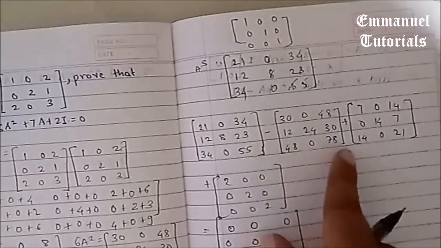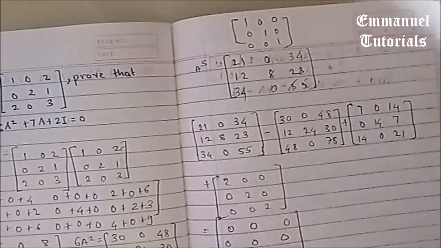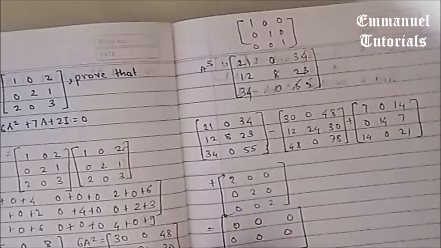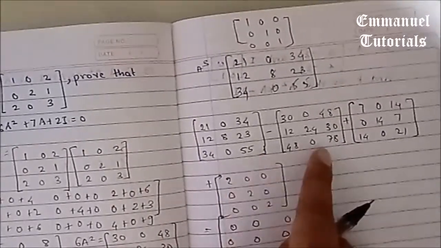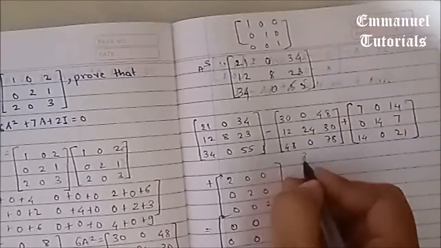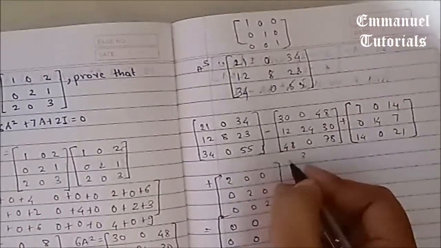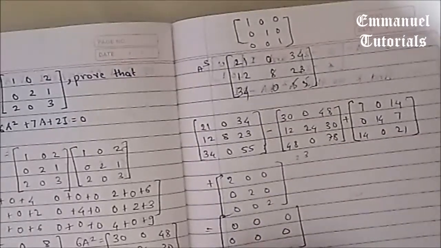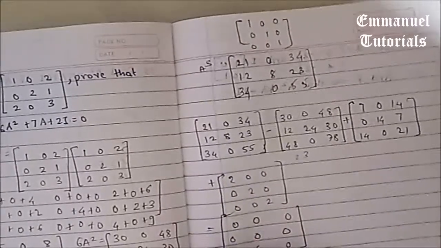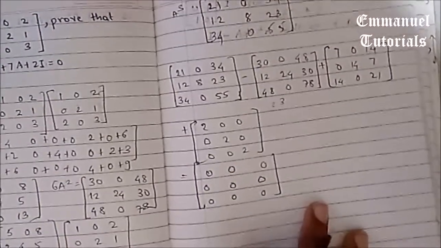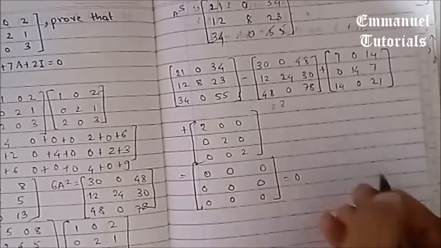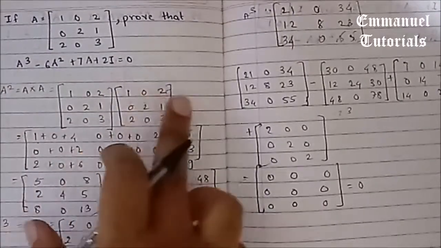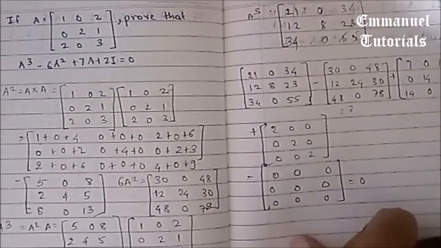23 minus 30 is minus 7. Minus 7 plus 7 is 0. 34 minus 48 is again minus 14. Minus 14 plus 14 is 0. 55 minus 78 will give us minus 23. Minus 23 plus 21 is minus 2. Minus 2 plus 2 is 0. These all are 0. So this will be 0. Now what we have got is this is equal to 0. So we have proved that this expression gives us the value as 0 when we solve it.